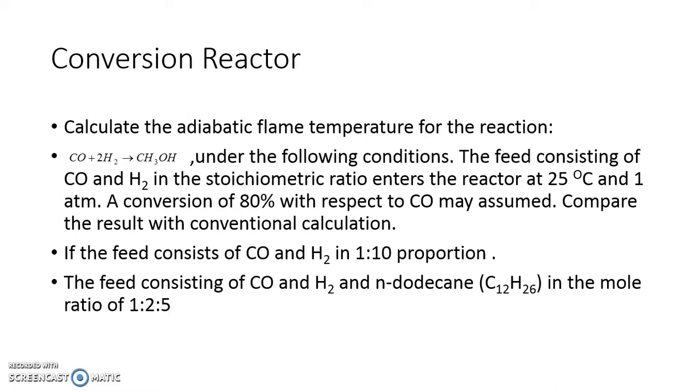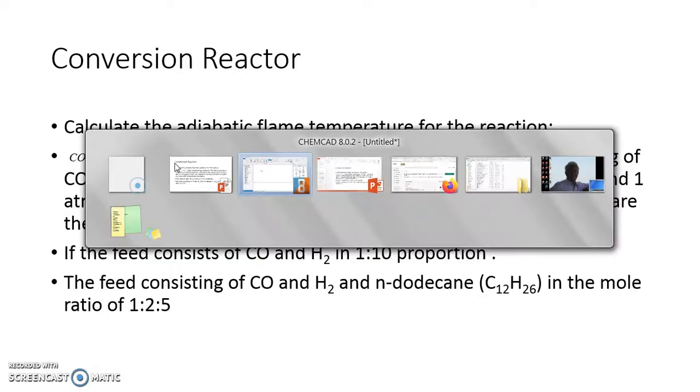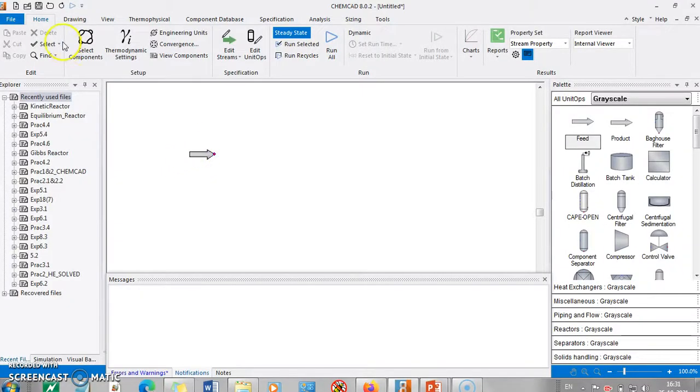And this is a basic simulation, and then we can compare that with two different cases, wherein in one case the feed consists of CO and H2 in the ratio of 1 to 10, and in the other the feed consists of CO, H2 and n-dodecane in the ratio of 1 to 2 to 5. So let us try and simulate these three different problems and thereby learn how to simulate a conversion reactor in its adiabatic form.